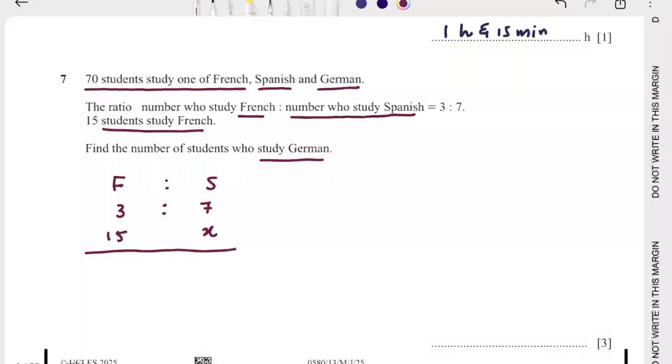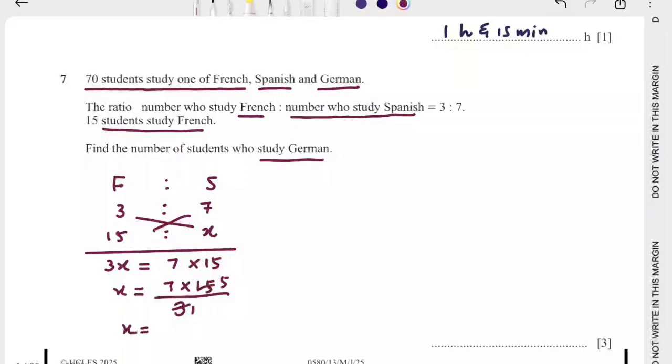We do cross multiply. So 3 times x is equal to 7 times 15. We divide by 3. 7 times 15 divided by 3. 3 ones are 3, 3 fives are 15, and x is equal to 7 times 5, which is equal to 35.